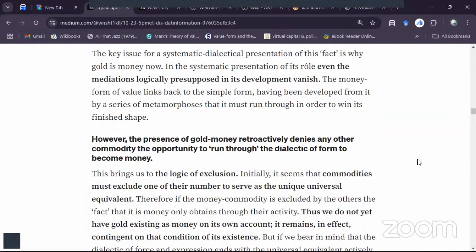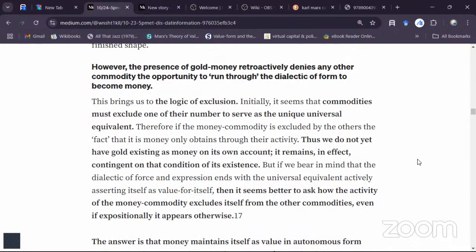However, the presence of gold money retroactively denies any other commodity the opportunity to run through the dialectic of form to become money. This brings us to the logic of exclusion. So we've been talking up till now about inclusion. Now you need to sort of have another term. It's like "and/or not." Commodities must exclude one of their number to serve as the unique universal equivalent.